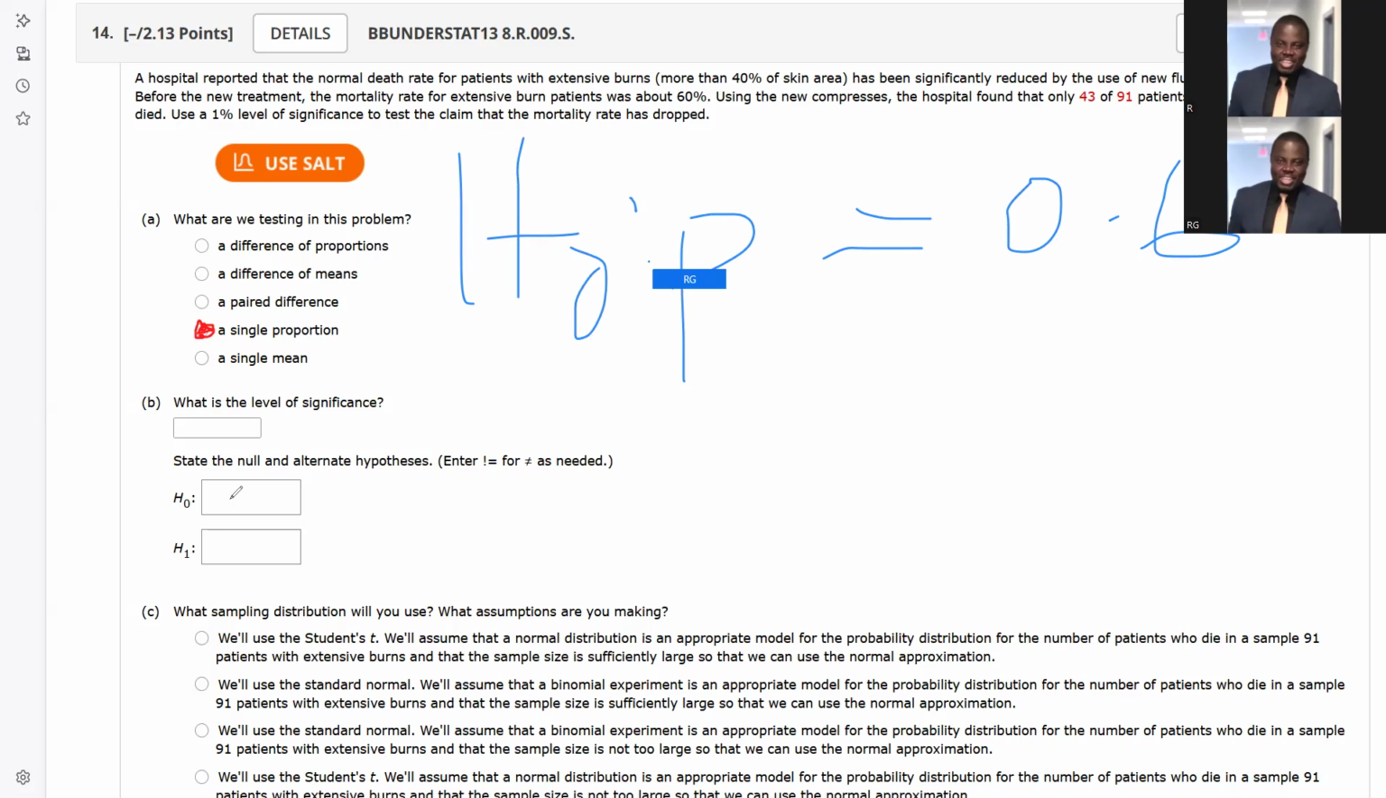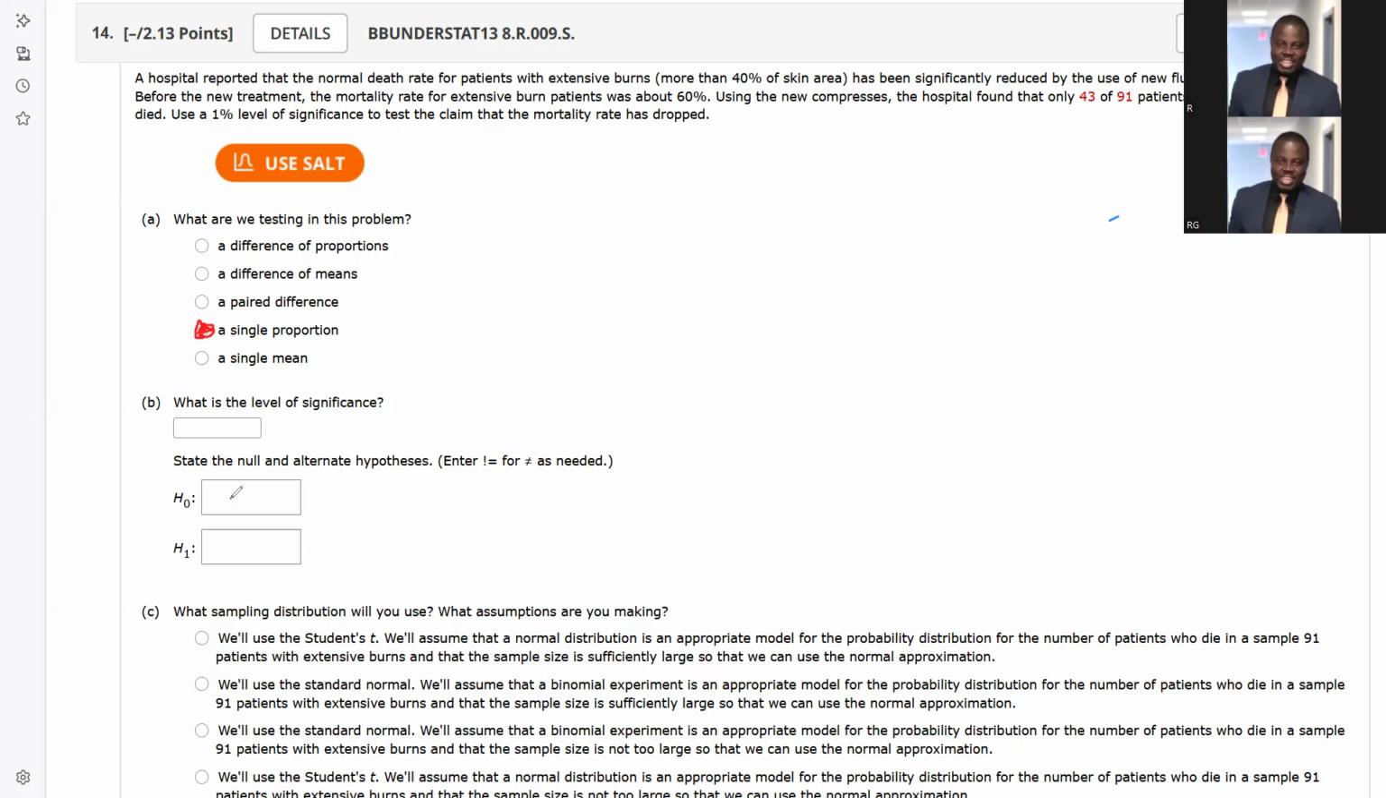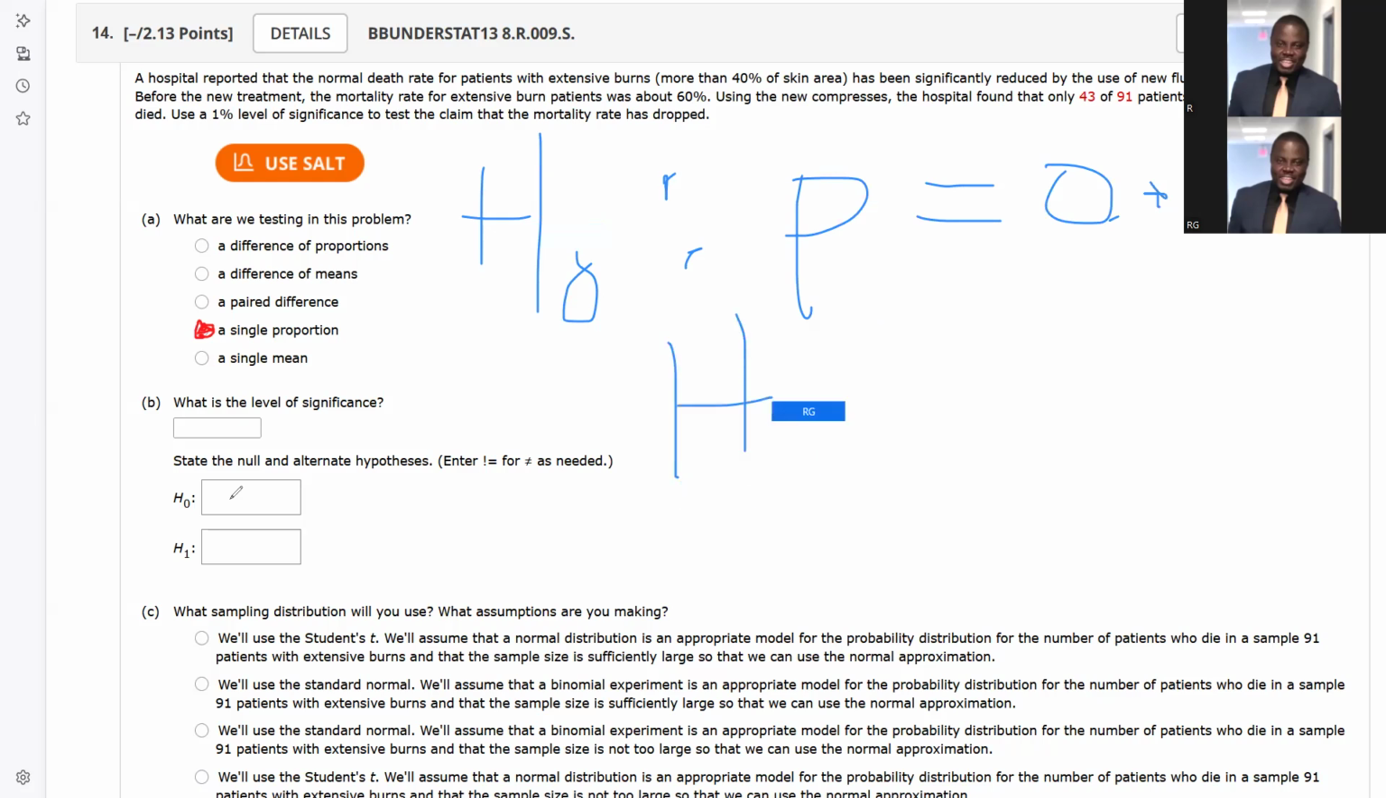Let me rewrite it in a nicer way. So H0, which is our null hypothesis, is going to be P equals 0.6. And then our H1 or HA is P is less than, because it's going to drop, 0.6. Okay. All right. So we set up our hypothesis.